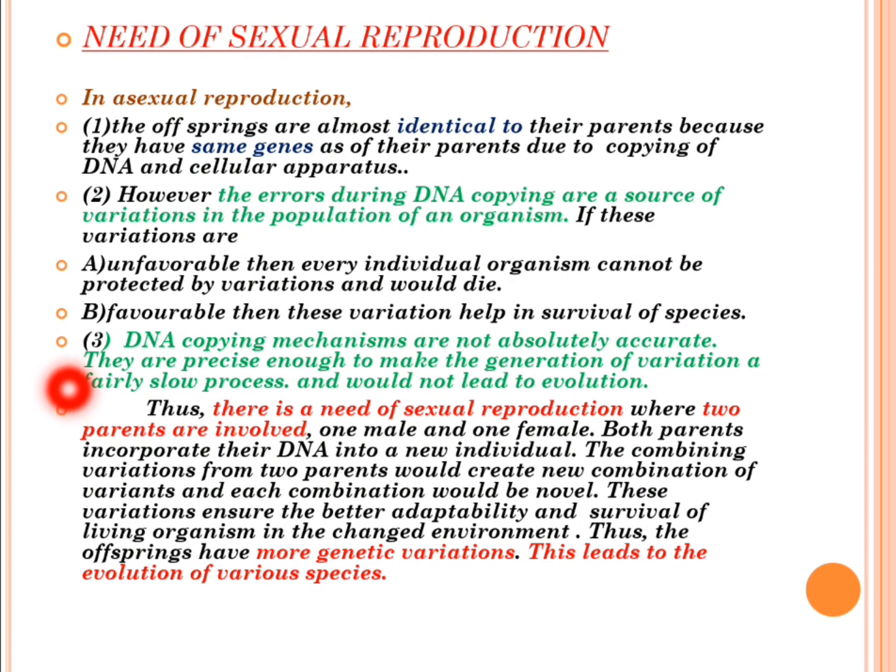So due to these limitations of asexual reproduction, there is a need of sexual reproduction, where two parents are involved, one male and one female. Both parents incorporate their DNA into a new individual. They contribute equally their chromosomes and DNA in the next generation. The combining variations from two parents would create new combinations of variants, and each combination would be novel, as it involves different individuals which have accumulated variations from their ancestors.